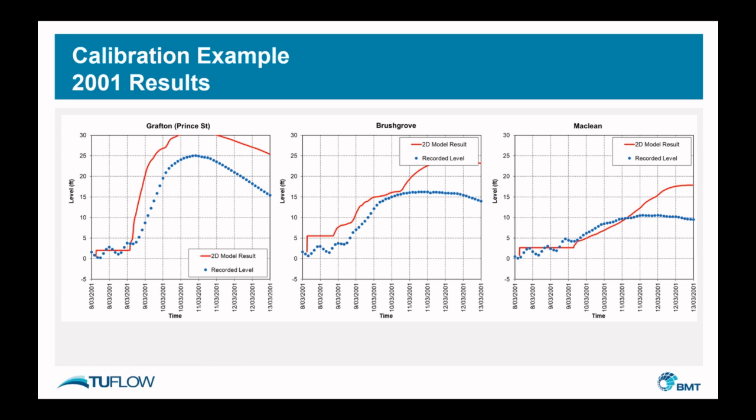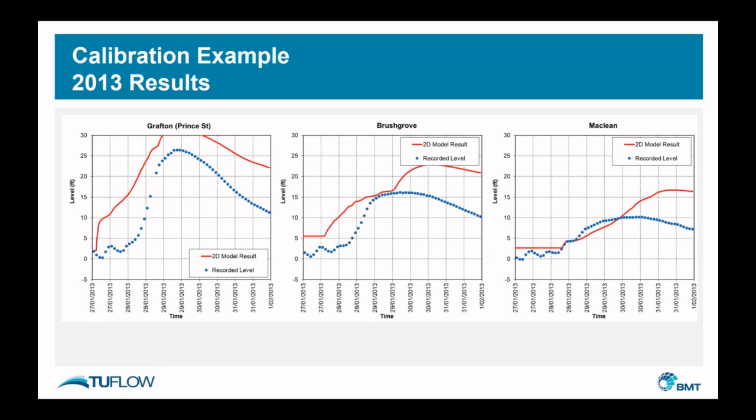When we updated the model with the most recent LiDAR and reran our calibration events, this is the type of result that we got. I'll be showing 2 events of the 8. That's just the 2001 event and the 2013. These here are the 2001 results, and you can see that it's pretty poor. 2013 shows a similar trend, quite a poor calibration. We're really over predicting the flood.